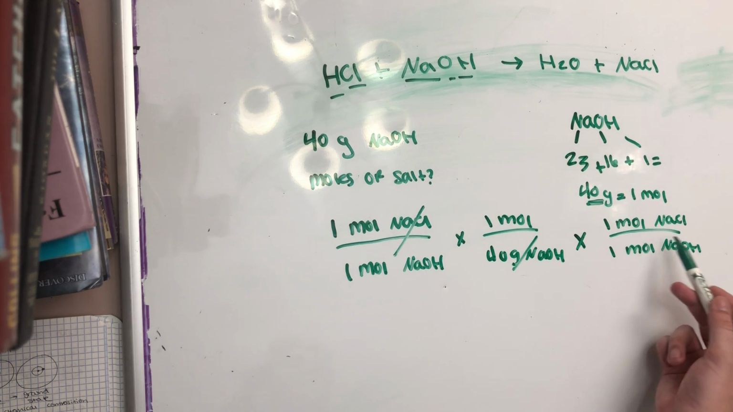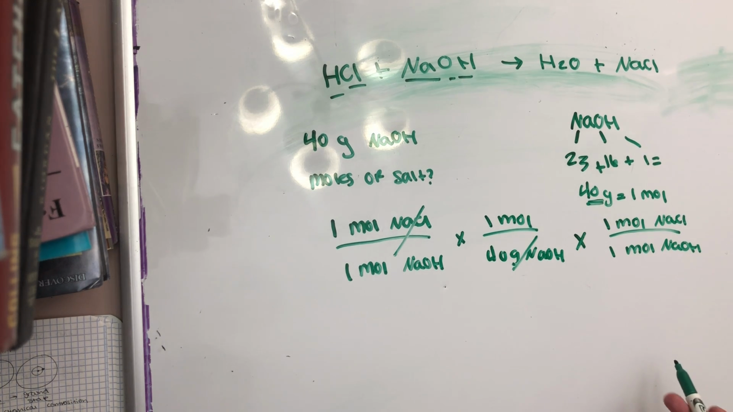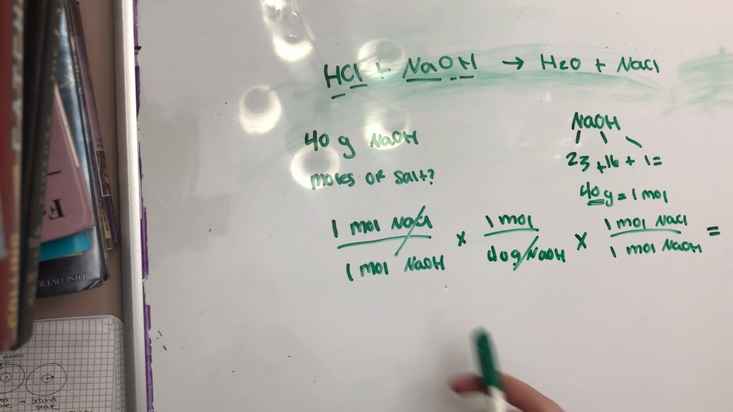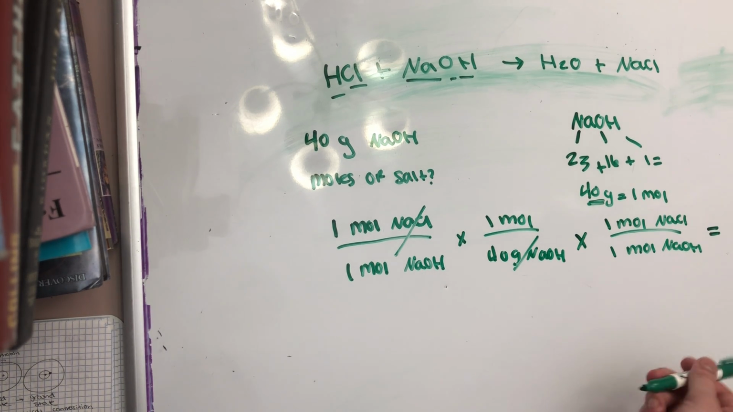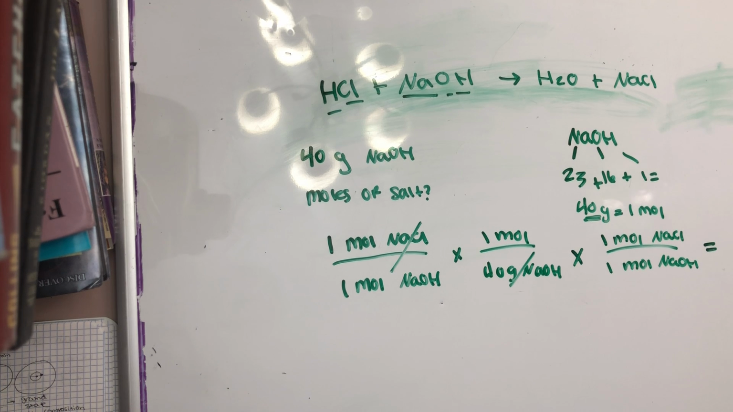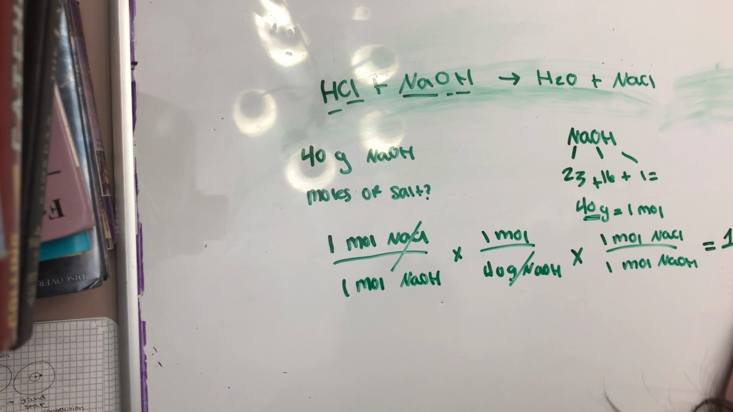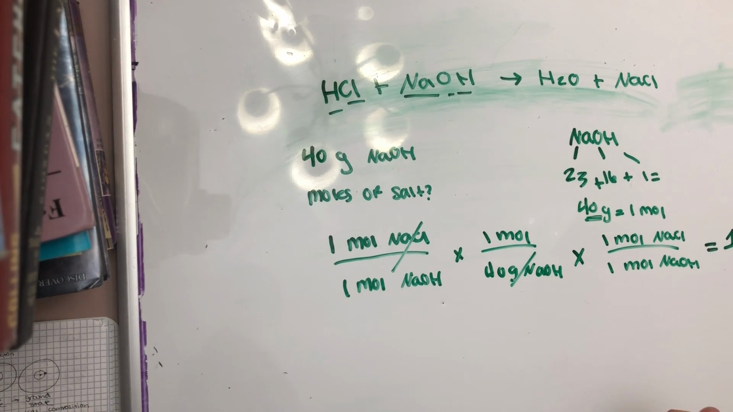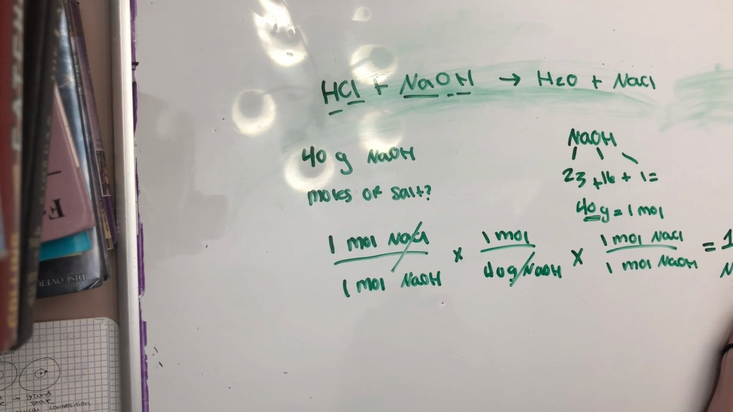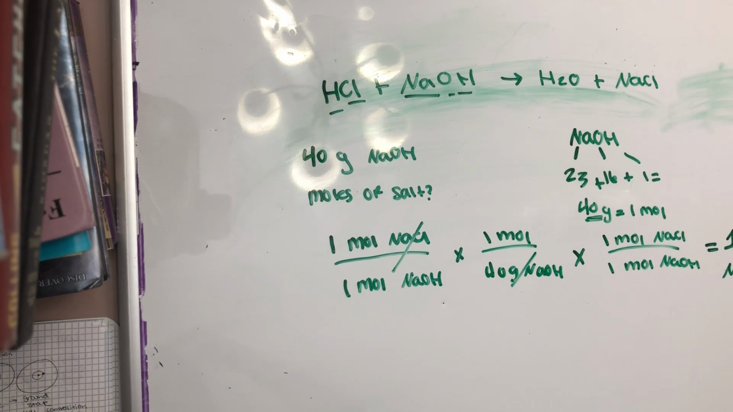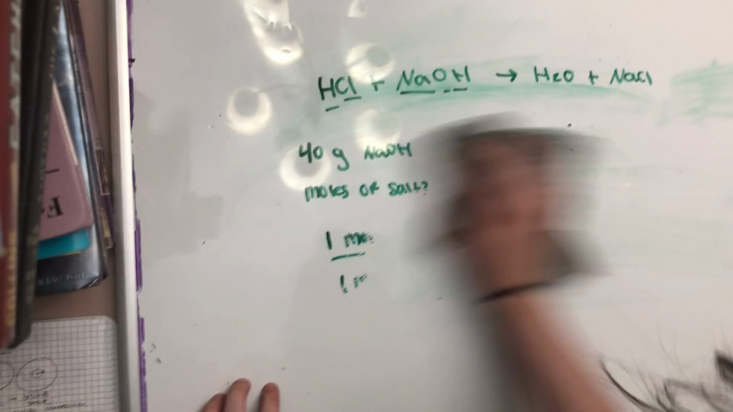So moving on, we have the 1 mole of NaCl over 1 mole NaOH, and then we are going to multiply all of the tops and then divide by all of the bottoms. I already have that math figured out. So that's going to equal 1 mole of NaCl, which is our salt. And that is going to be our answer. So that was the first example problem. Hopefully that made sense. I'm just going to erase this and then we can get another problem going.